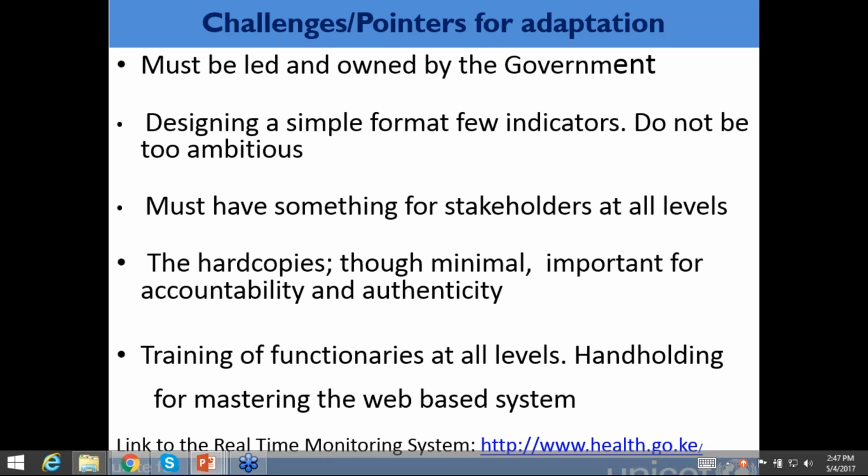The last slide, based on the implementation that has gone so far, covers what the challenges have been and also pointers for others for adaptation. And I think the first point that I already mentioned is that it must be led and owned by the government. Here this real-time monitoring system is hosted on the ministry website, and at the bottom I have given the website name also. It is www.health.go.ke, and within that, if you go, there is an e-service, and there you can see community-led total sanitation.